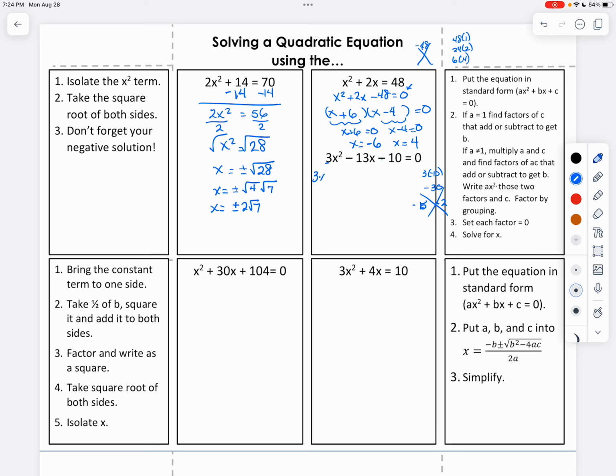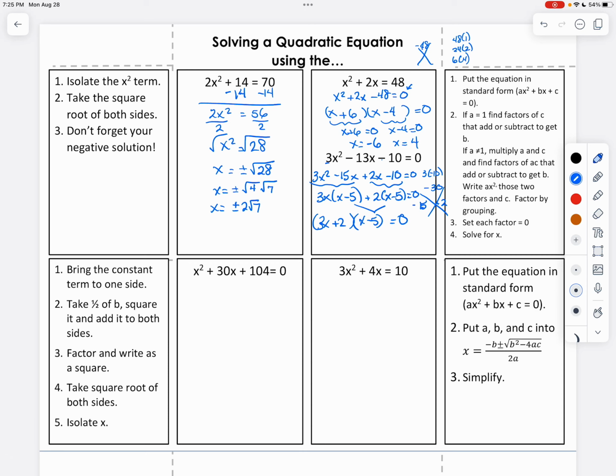So we rewrite our first term, 3x squared. We write a negative 15x, a positive 2x, and we drop our negative 10, our constant. Then we group. The first two terms have a 3x in common. We're left with x minus 5. The second two terms have a 2 in common. When we factor the 2 out, we're left with an x minus 5. We are successful because we see the x minus 5 as one of our terms, and the remaining is the other term, 3x plus 2.